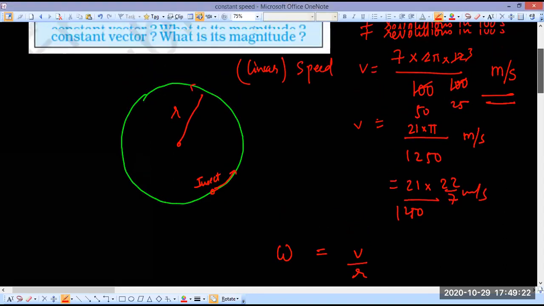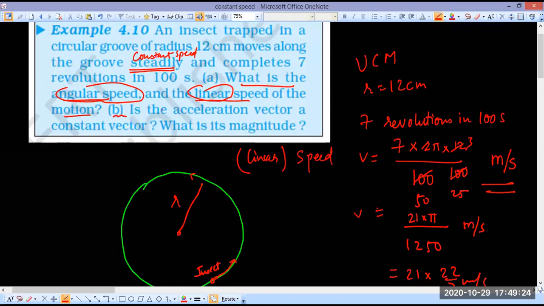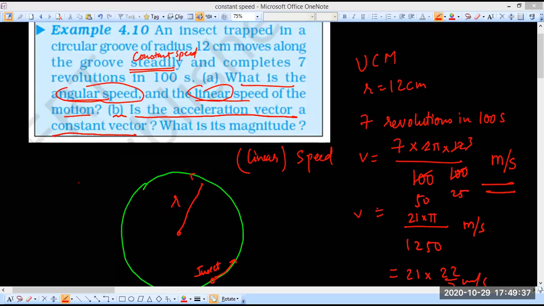Right. Let's go to next question. Is acceleration vector a constant vector? Those who say yes, raise your hand. Those who say yes, raise your hand.